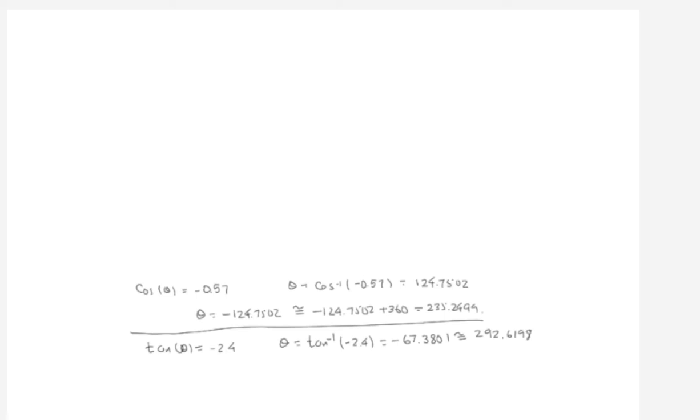292.6198. The other angle that solves this equation would be, in this case we use minus, theta minus 180, which is the reflection around the origin, and then we obtain 292.6198 minus 180 degrees. That gives us the angle 112.6198.